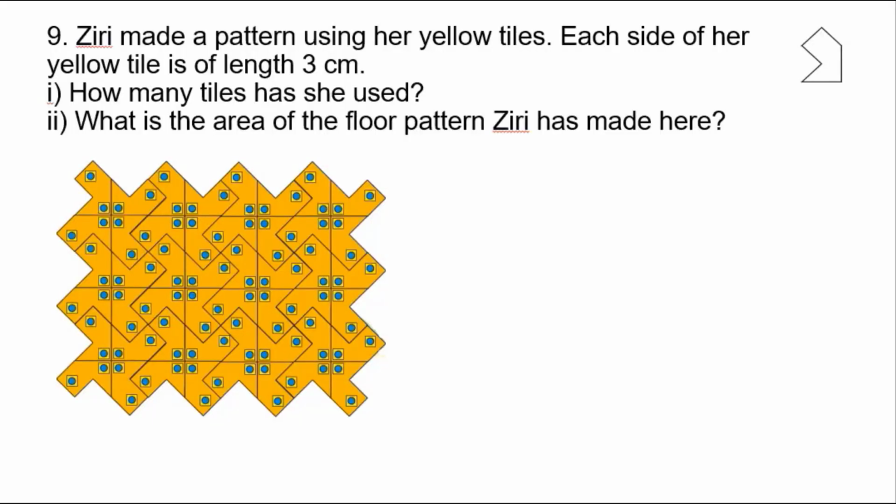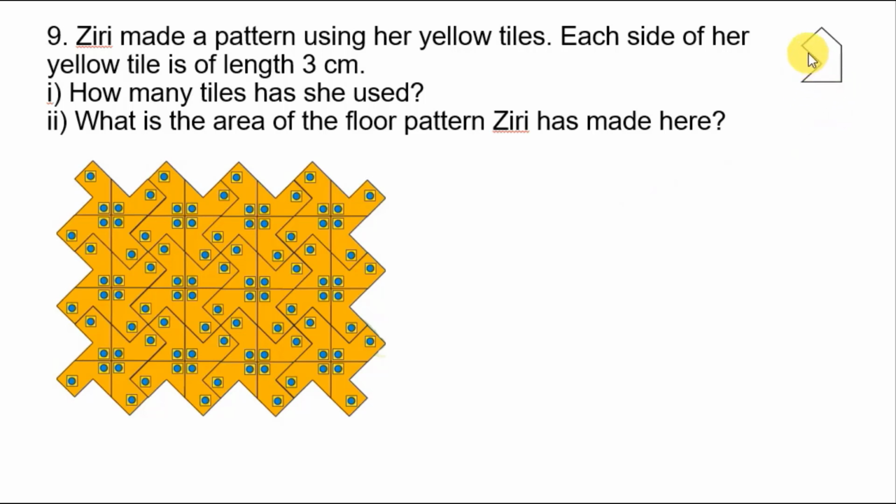Ziri made a pattern using her yellow tiles. Each side of her yellow tile is of length 3 centimeters. How many tiles has she used? What is the area of the floor pattern Ziri has made here? Now look at this. This pattern is made of yellow tiles. Now look at this tile also.